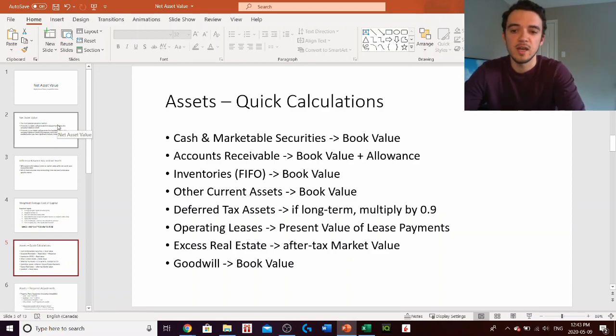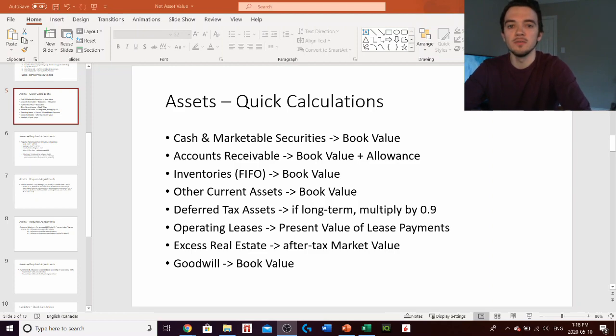And long-term deferred tax assets, because the company is going to be benefiting from those deferred tax assets into the future, and you don't know the payment schedule, you're not able to accurately find the present value of those deferred tax assets, so you should just multiply them by 0.9 in order to get the closest approximation of what the present value of those deferred tax assets will be.